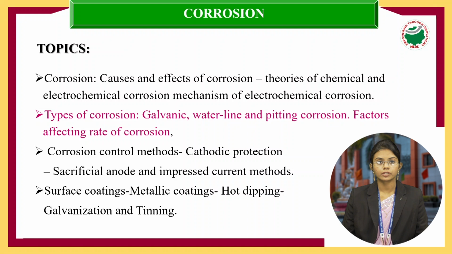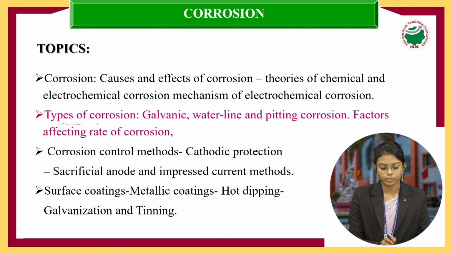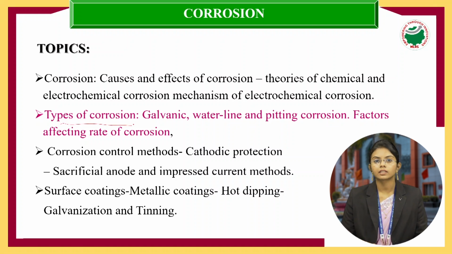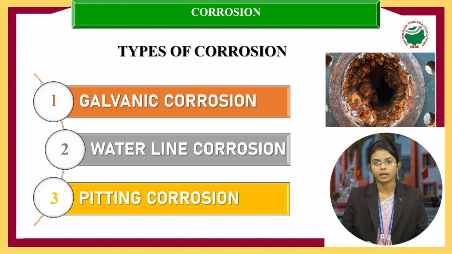So in today's session, I am going to discuss a topic that is known as types of corrosion. Today we are going to deal with the types of corrosion that we have: galvanic corrosion, waterline corrosion and pitting corrosion. Along with this, we are going to discuss one more topic, that is factors affecting rate of corrosion. So how many types of corrosion do we have? Some of the types we are taking here are galvanic corrosion, waterline corrosion and pitting corrosion. Now we'll see in detail what we mean by galvanic corrosion.